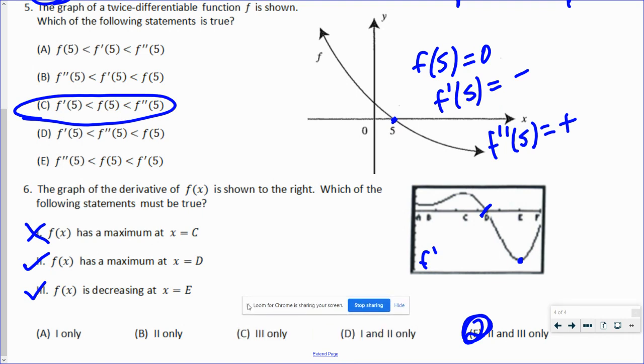So hopefully this has been a good overview of the relationships between graphs of derivatives and your other functions. We are going to do a lot of practice with this, but hopefully this was a good refresher for you guys.